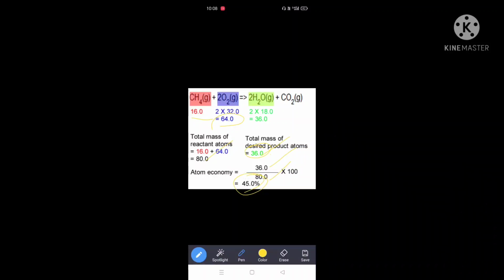So this reaction is not an atom economic reaction, because in an atom economic reaction we get 100% desired products, only desired products. If you prepare water from this combustion reaction, this is not a good reaction. That's why it is not an atom economic reaction, it is not a green chemistry reaction. So we can prepare it from other resources.